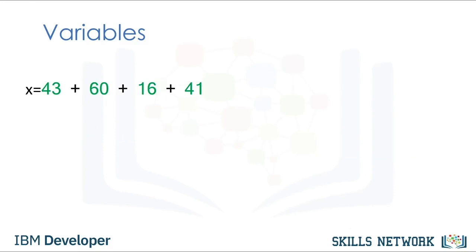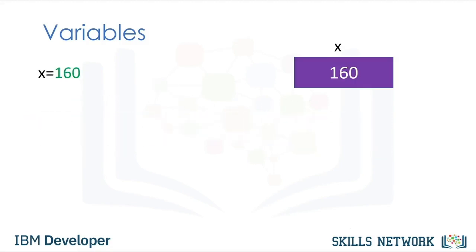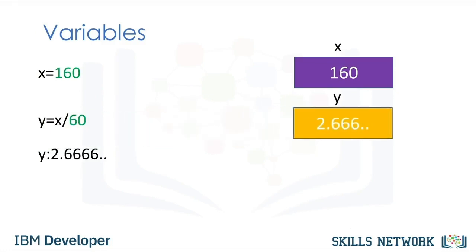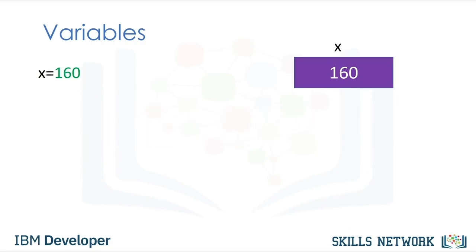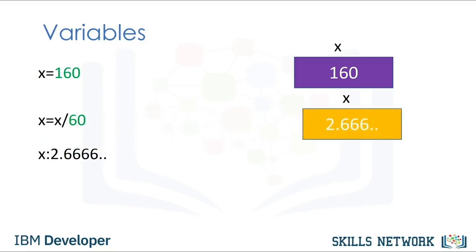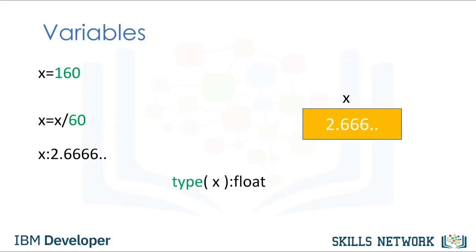For example, we add several values and assign the result to x. X now stores the result. We can also perform operations on x and save the result to a new variable y. Y now has a value of 2.666. We could also perform operations on x and assign the value to x. The variable x now has a value 2.666. As before, the old value of x is not important. We can use the type command on variables as well.